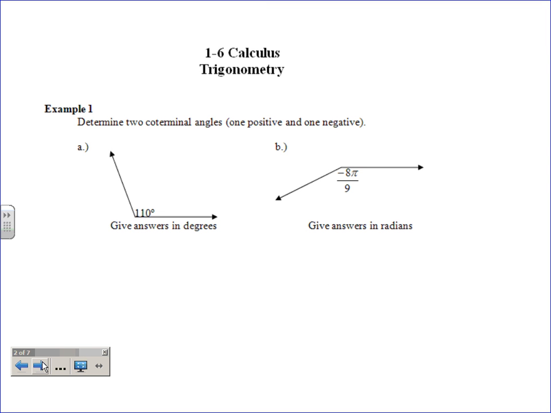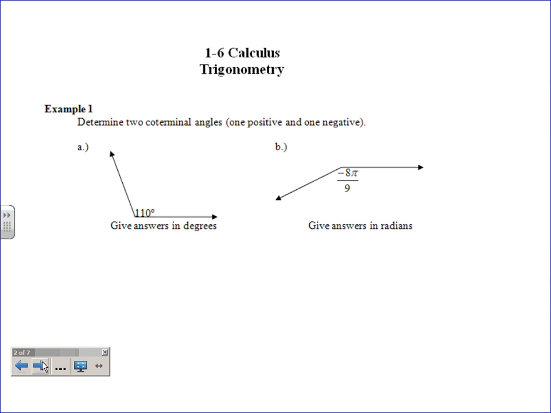So here it says determine two coterminal angles, and I have specified, they don't have to be specified, but I have specified here that I would like one of them to be positive and one to be negative. Notice here, letter A, it's 110 degrees, so I've said give answers in degrees, and letter B, it's in radians, so I've said give answers in radians.